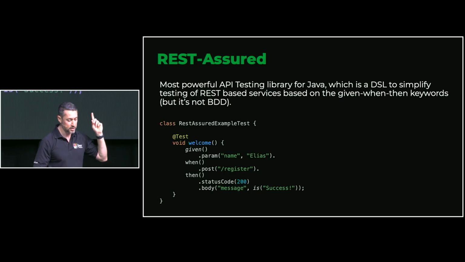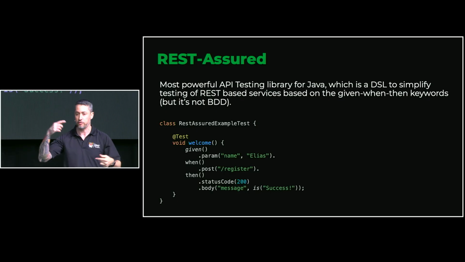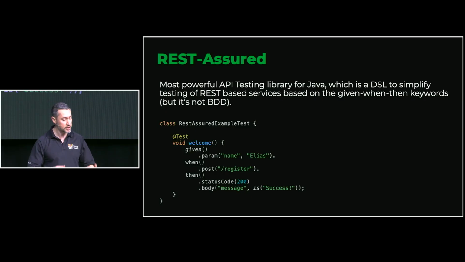So given, I have a parameter with the name Elias, and with the value Elias. When I do post to register, then the status code should be OK, 200, and the body should have a message which is success. Really simple, right?